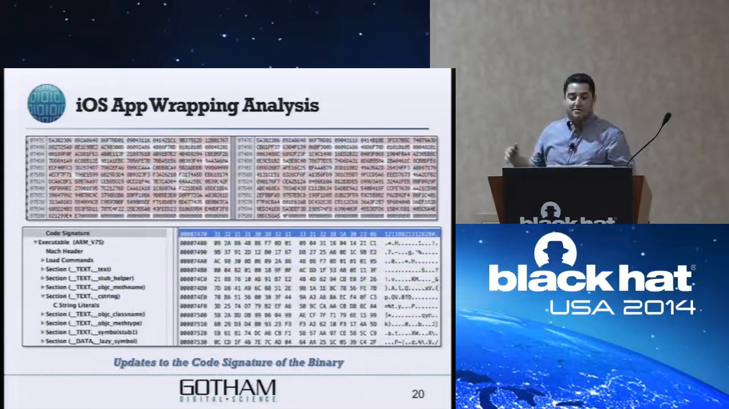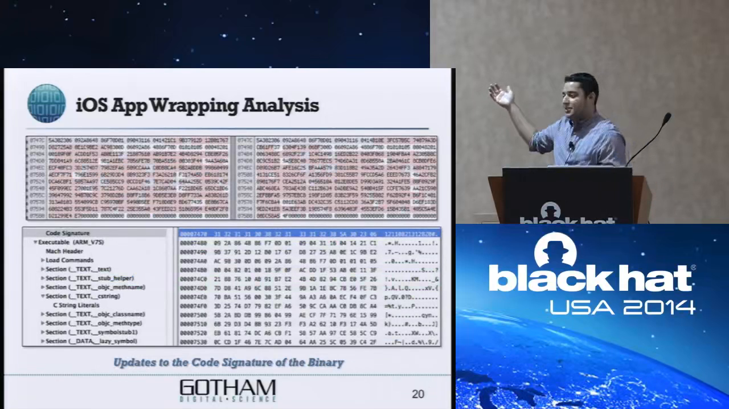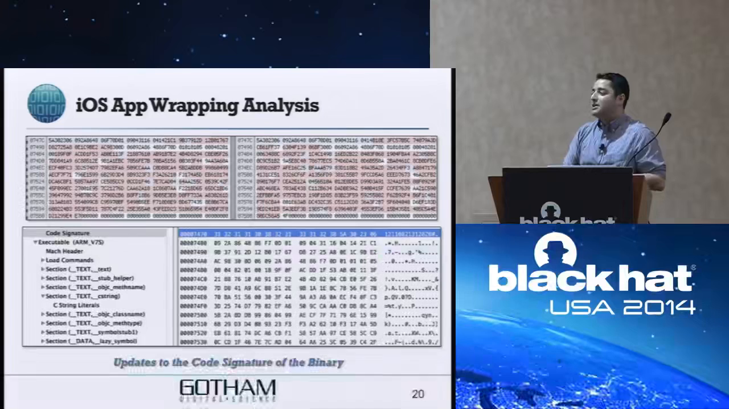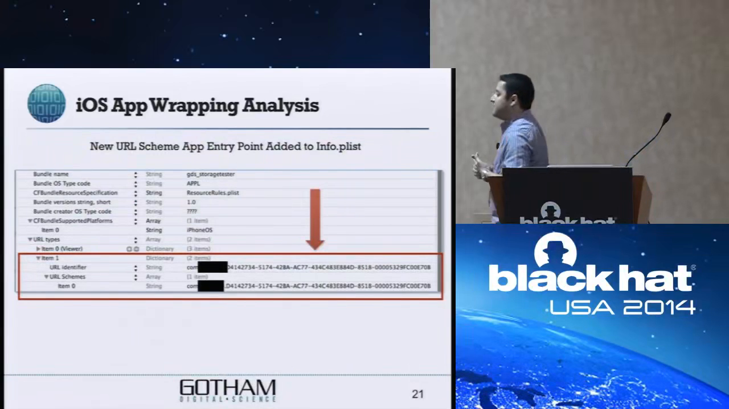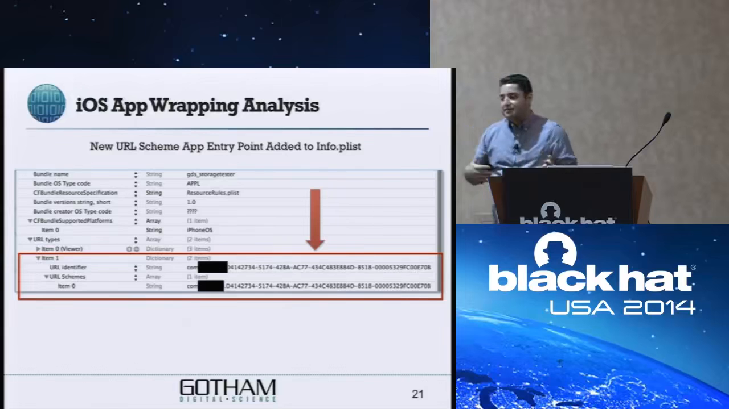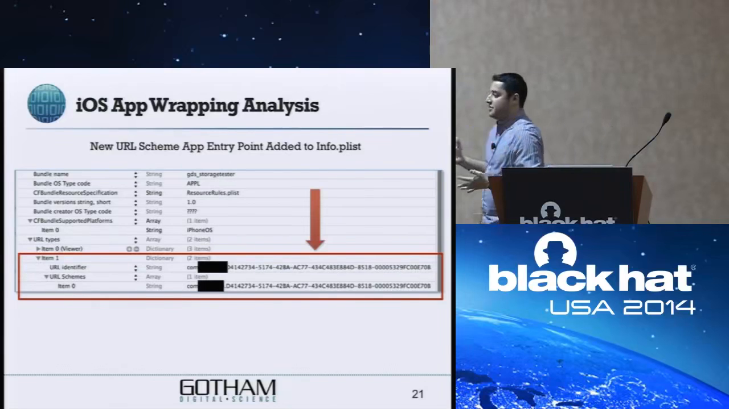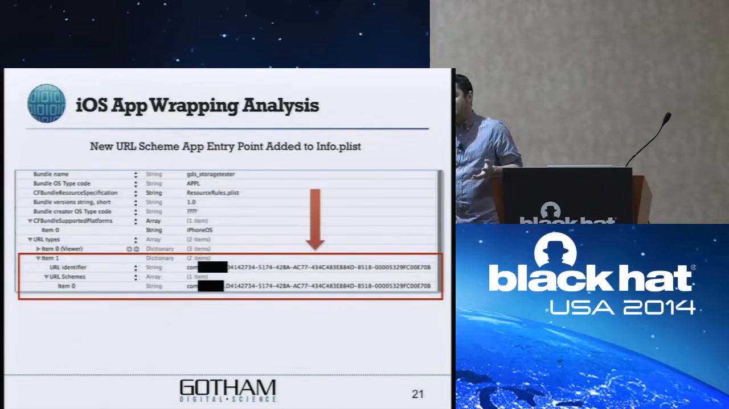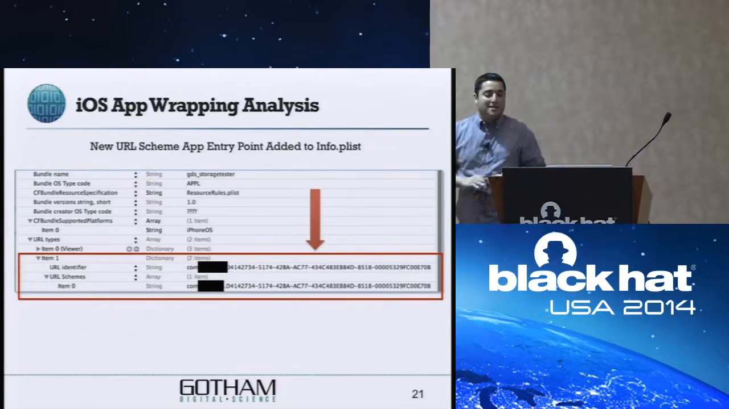And last but not least, well, actually not last, the other thing in the executable that changed was the code signature, which is what we expected, or else it would never actually run. Then if we look at the Info.plist file for the application, which is the main config file for iOS apps, you can see that they defined a brand new URL scheme. This creates a new entry point to your application that you probably didn't know was there before, but now it is, surprise.